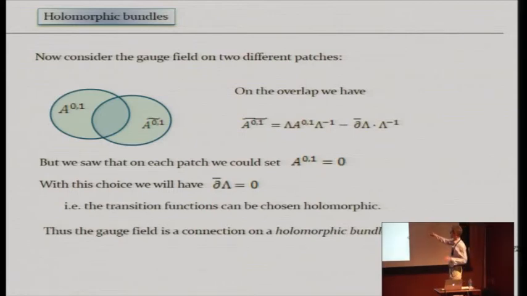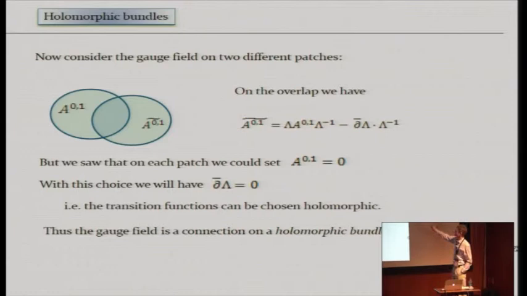Now, we saw that in each patch, by applying a gauge transformation in each patch, we could set A01 to 0, and we could set A01 tilde to 0. So by doing these extra gauge transformations, we can set both to 0, and then you're just left over with this. With those choices of gauge, the lambda inverse, well, it's a group element, so you get rid of it. You just find that del bar of lambda has to vanish, which means that lambda is holomorphic.